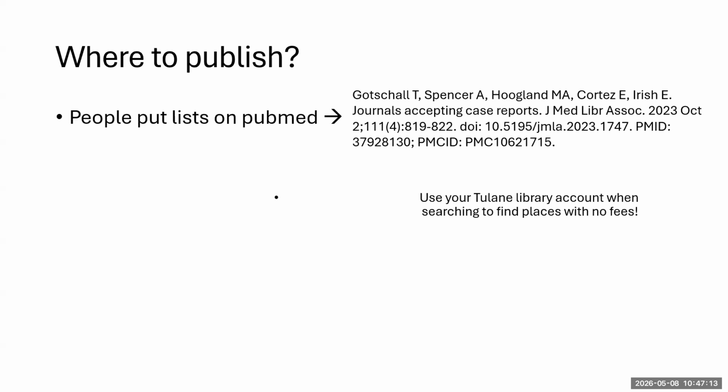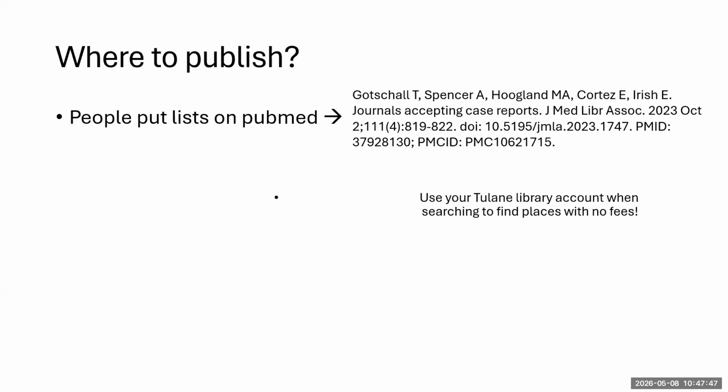I know you guys had the library talk where they were like, sign into your library account and then go to PubMed because then you'll see if you have access. Do you guys know what I'm talking about? So if you do that when looking at journal sites, make sure you are signed into your Tulane library account and then start looking at journal sites. Some of them will say Tulane has an agreement with this journal. We do not have to pay the fee.